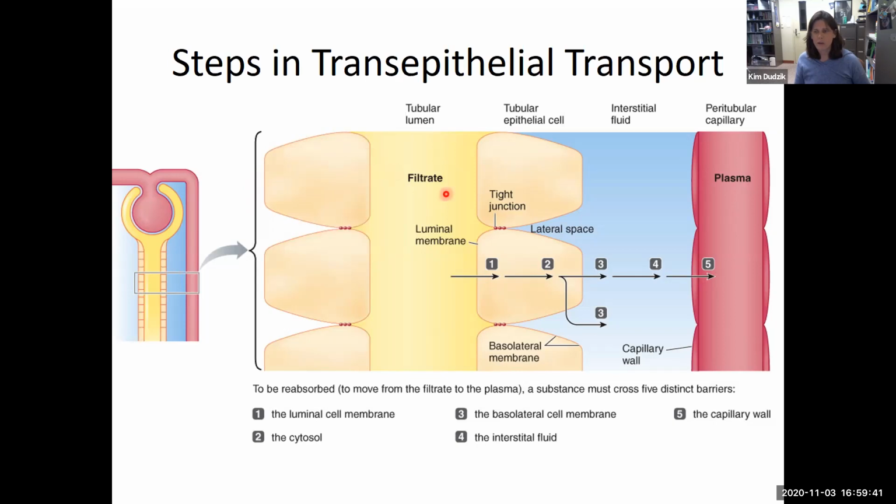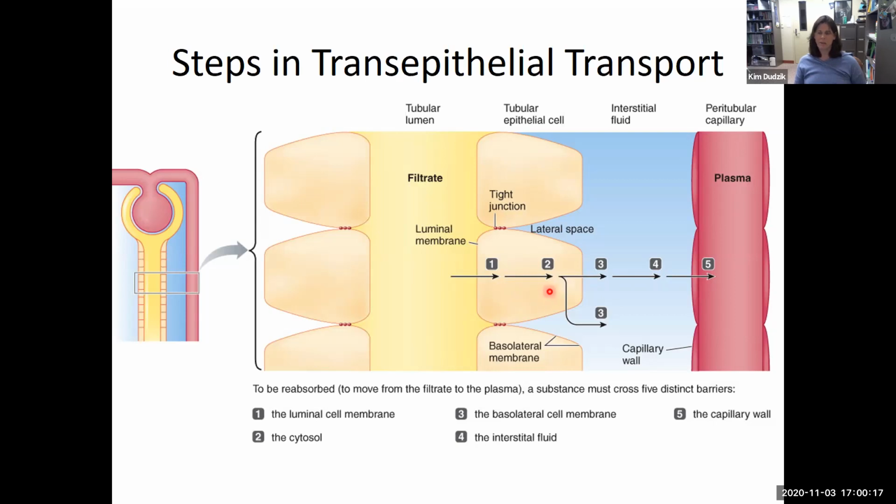Here are the cells. We have tight junctions in between the cells, so the fluid, the filtrate, can't leak between the cells and get in. The substance has to move from, again, the apical surface all the way across. The reabsorbed substance is actually crossing 5 barriers. That's what these numbers are for. This shows you what they are. The luminal surface of the cell membrane, otherwise known as the apical surface, it's got to cross this one. It's got to cross through the cytosol, or the cytoplasm.